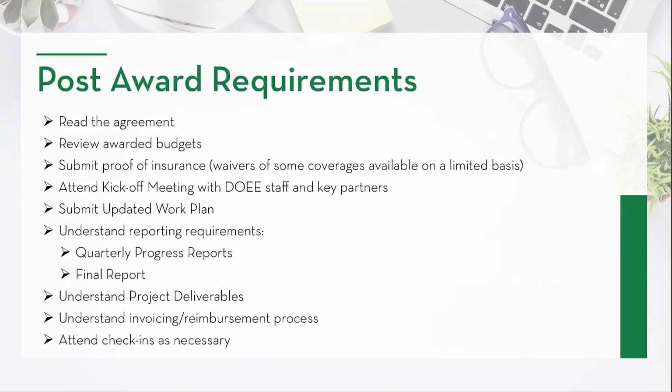If you've been granted an award, now the work begins. You should read the agreement, review awarded budgets, submit proof of insurance, attend the kickoff meeting with DOEE staff and key partners, submit an updated work plan, understand the reporting requirements for quarterly progress reports, final reports, understand the project deliverables, understand invoicing and the reimbursement process, and attend check-ins as necessary. If you have been granted an award, all of this will be covered at a kickoff meeting. This is just an overview.